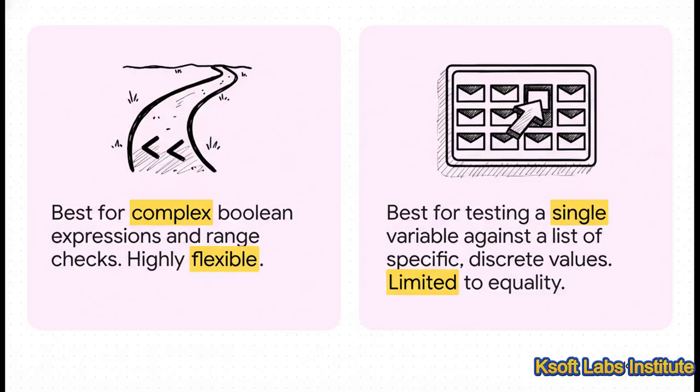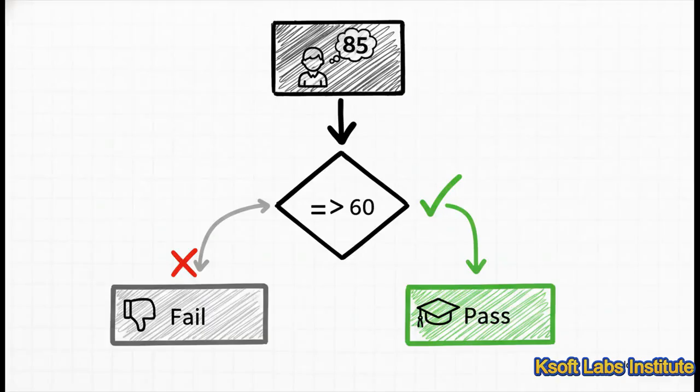The if-else statement is your flexible, all-purpose tool. You can use it to check for really complex conditions, like is the score greater than 80 but also less than 90? The switch statement, on the other hand, is more specialized. It's perfect for when you have a single variable and you want to check if it matches one of several specific, exact values, like checking if a variable for the day of the week is equal to Monday or Tuesday or Wednesday. Okay, let's look at an if-else statement in action.